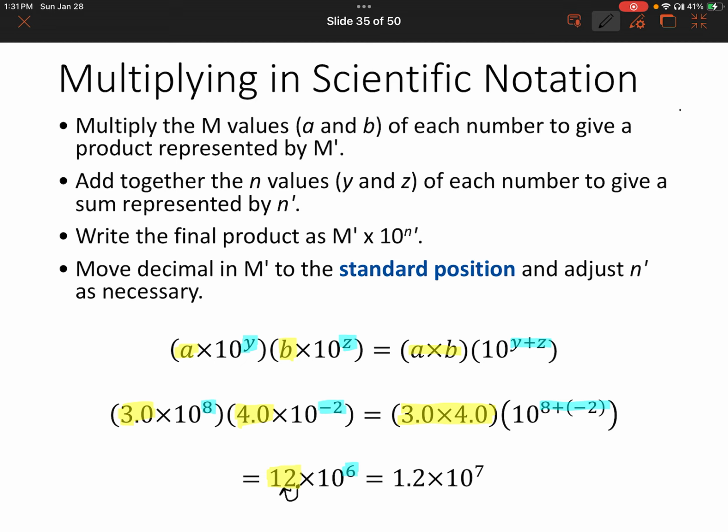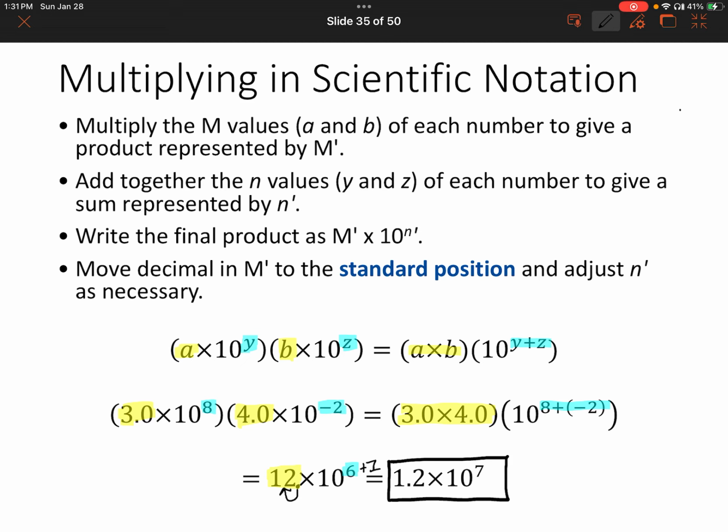Now, since this is a bigger number and we just moved our decimal over, we are going to add 1 to our exponent. So our final exponent will be 7. So remember, larger numbers, larger exponents, right? Okay, so now our final value is 1.2 times 10 to the 7th.